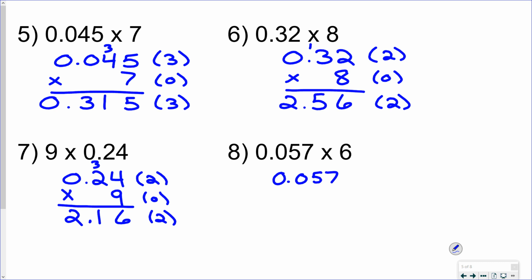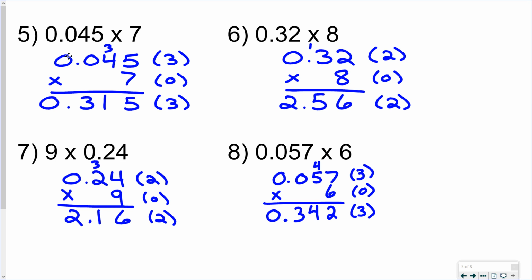So 57 thousandths times 6. 6 times 7 is 42. 6 times 5 is 30, plus 4 is 34. 3 digits after the decimal point here, none here, so you need a total of 3 in your answer. So it's 342 thousandths.